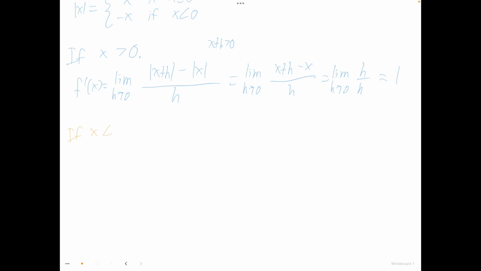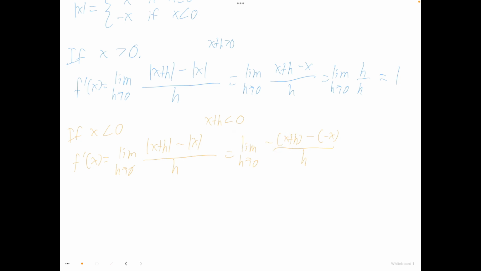Now if x is less than 0, we're going to do something similar. So we have the limit as h goes to 0 of the absolute value of x plus h minus the absolute value of x, divided by h. In this case, if we pick h to be small enough, we can assume x plus h is less than 0. x is a negative number, and we're just going to plug in a really small h to make sure we stay negative when we do x plus h. Because of that, this becomes the limit as h goes to 0 of negative x plus h, minus negative x, all divided by h. And this just follows from how the absolute value is defined.